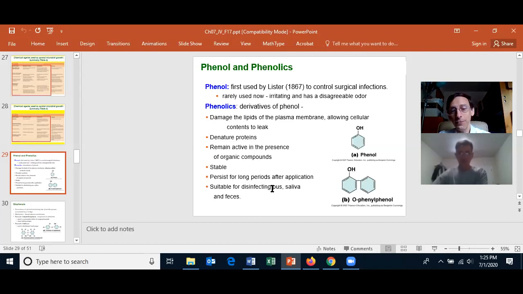There we're looking at the chemical formula of phenol and just one of the phenolics. And as you can see, it's similar to phenol but different. Any question about this?